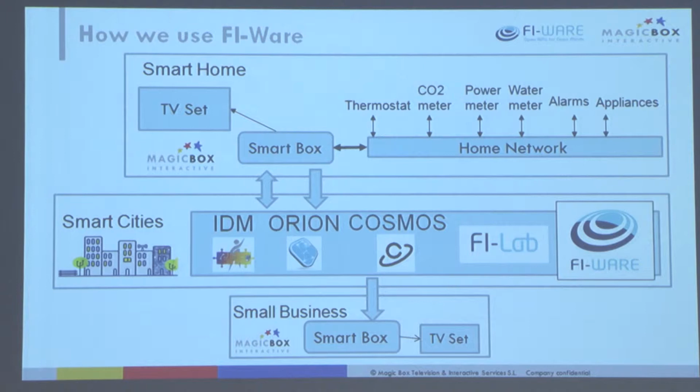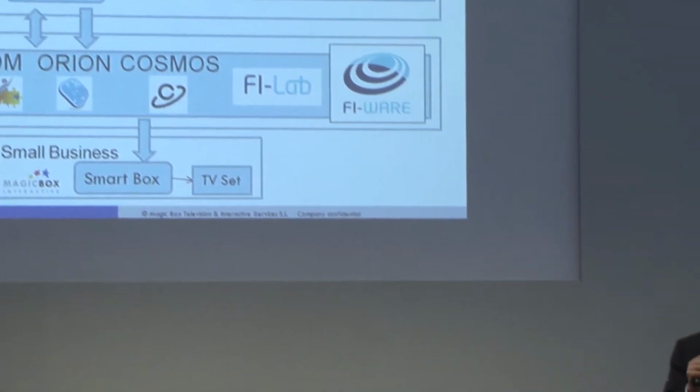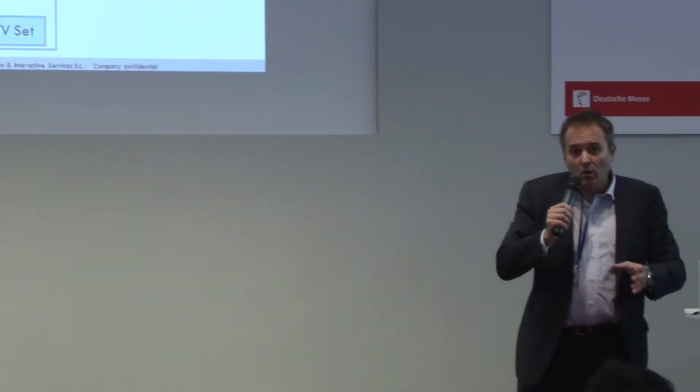Well, this is an overview of the architecture that we are using on FIWARE. We are using the IDM for identification. We are using Orion Context Broker in order to access the sensors, not only the sensors in the home, but we are also accessing the sensors of the smart city. And we are using Cosmos for the big data analysis. All the data that we are collecting at home is stored in Cosmos.